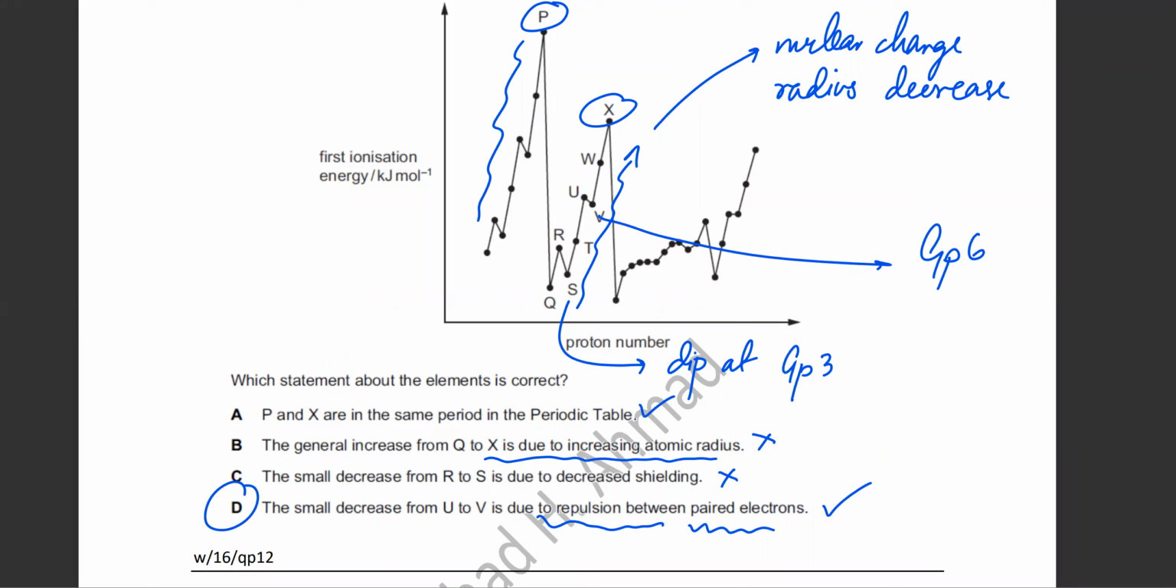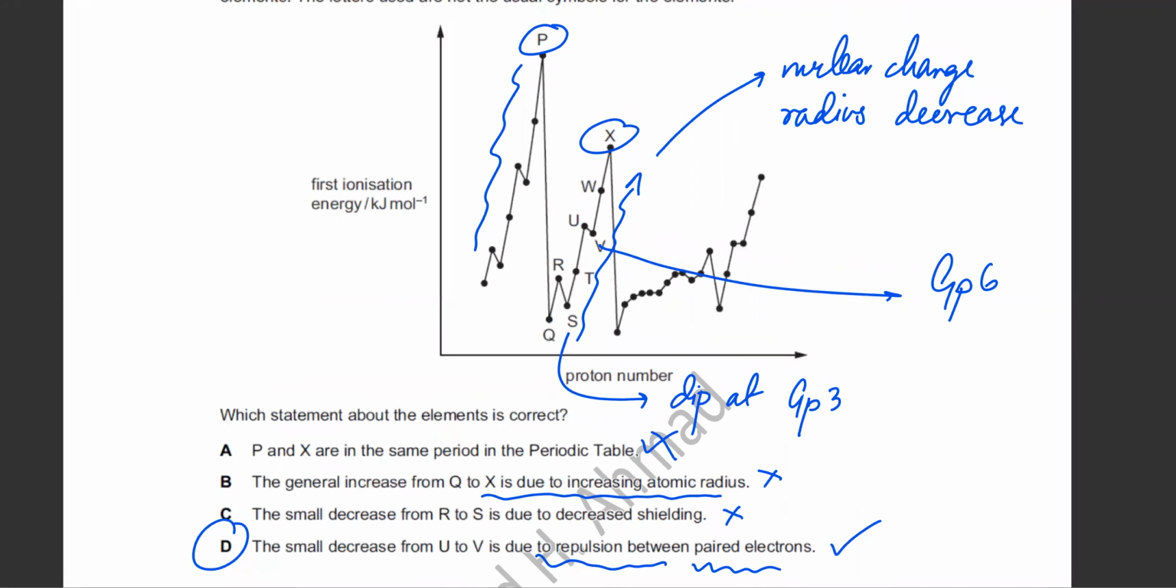TK, is this clear? Yes. Sir, you checked number A as well. Which one? A, you said that's correct as well. No, I said A was wrong. I don't know why I marked it correct. We did discuss that they were in different periods. Is that clear? Yeah. Yep.